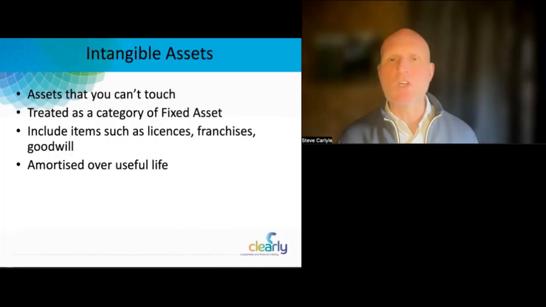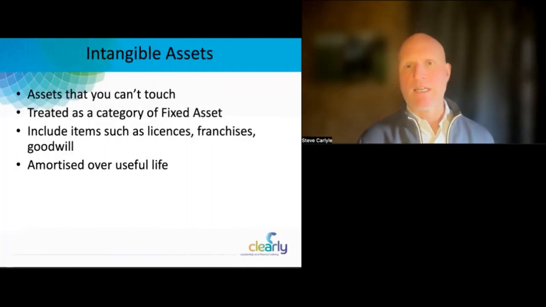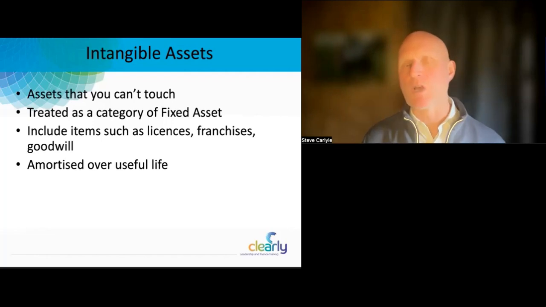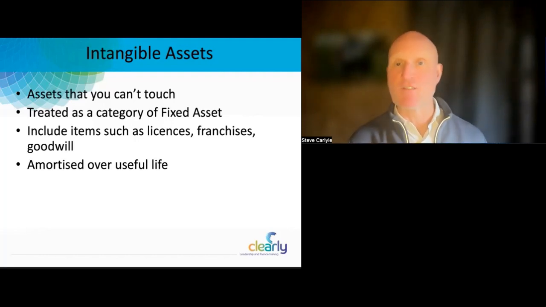But I don't know if you've ever come across these things. All of the examples on the slide, all the pictures I showed you, were examples of what we would call tangible fixed assets. A tangible fixed asset is something you can touch. You can touch it, you can feel it, you know it's there, you can see it physically in front of you. But we also have intangible fixed assets, fixed assets that you can't touch.